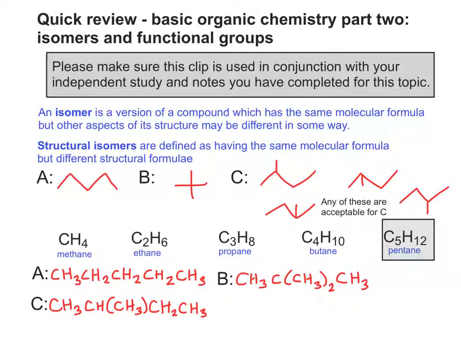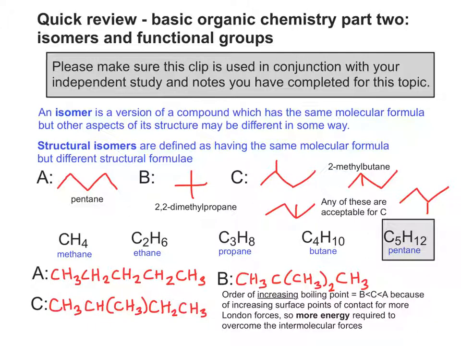So first of all, we've got A, B and C. C can actually be drawn out in 4 different ways to say the same thing. And although we didn't actually ask you to give the names, there they are, just so we can keep on top of that side of it. So pentane is A, 2,2-dimethylpropane is B, and 2-methylbutane is C.